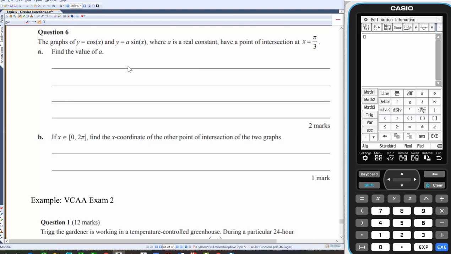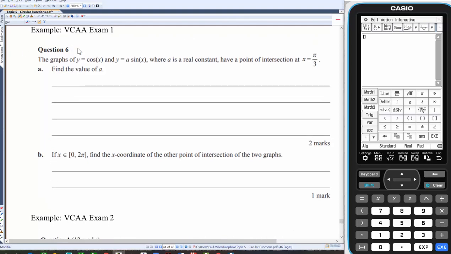A few more miscellaneous trig questions here before we finish the unit. So here's one from, I think, exam one. Yep, exam one. We're going to leave the tech alone and try this one by hand.